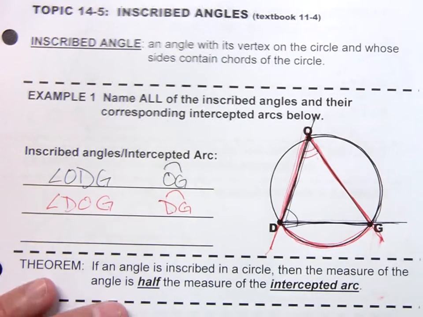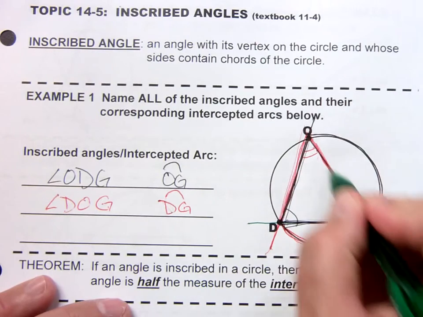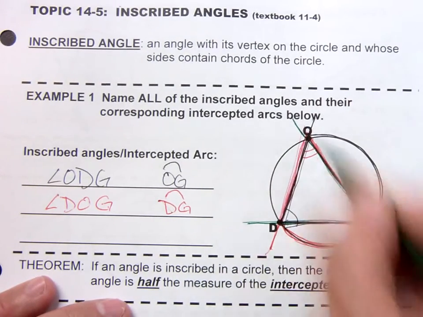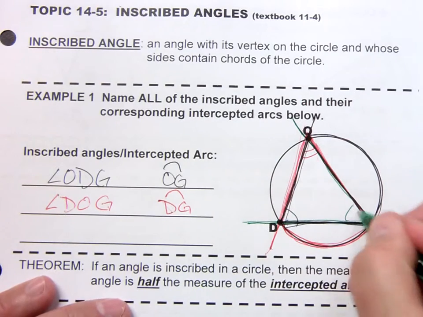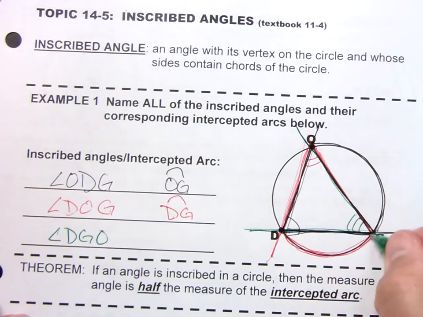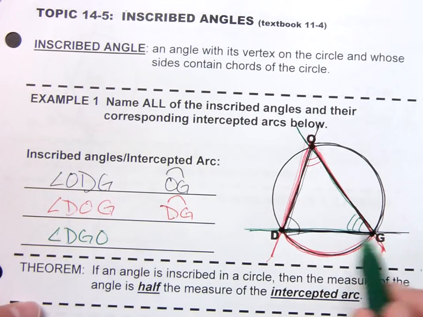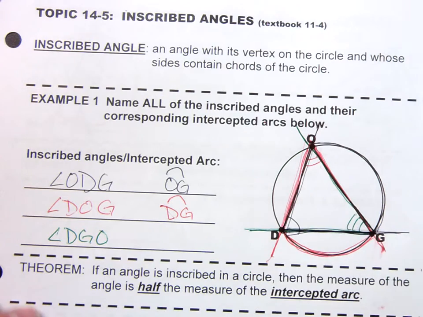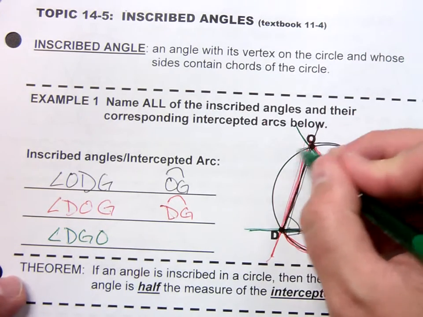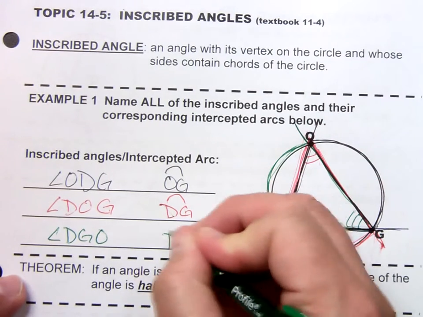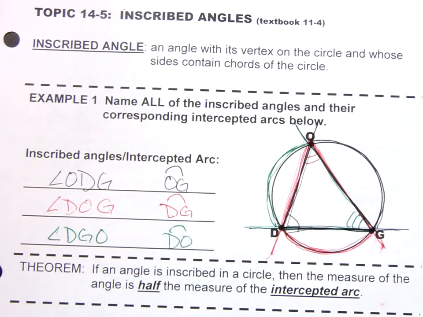The other inscribed angle we have is this one right here, angle DGO. Again, the vertex is on the circle. The sides of the angle are chords, line segment DG and line segment OG. And its intercepted arc would be arc DO. So those are some examples of inscribed angles and intercepted arcs.